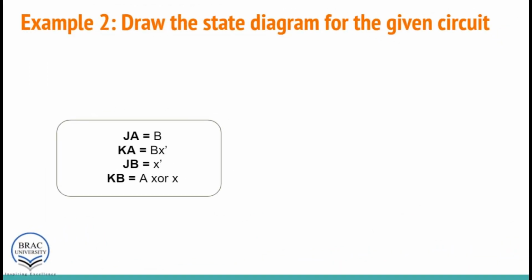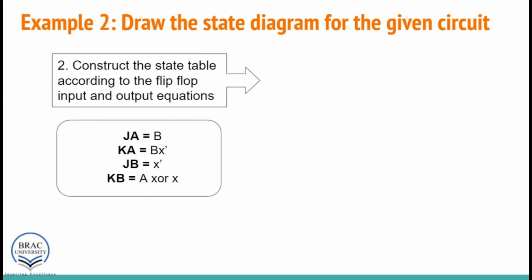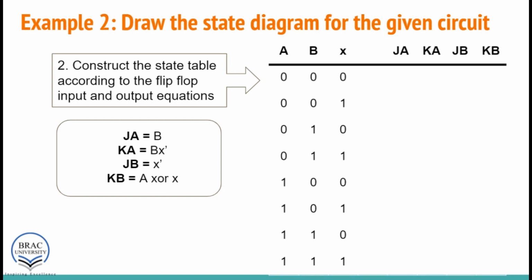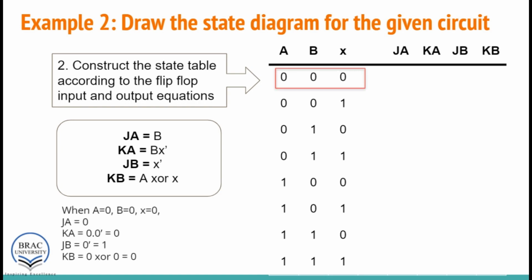Our next step is to draw a state table using the equations. Now, in order to draw the state table, we will give A, B, and X as our input. For 3 variables, we will end up with 8 possible combinations. Now, in the first combination, where A is equal to 0, B is equal to 0, and X is equal to 0, the value for JA will be 0, the value for KA will be 0, the value of JB will be 1, and the value of KB will be 0.